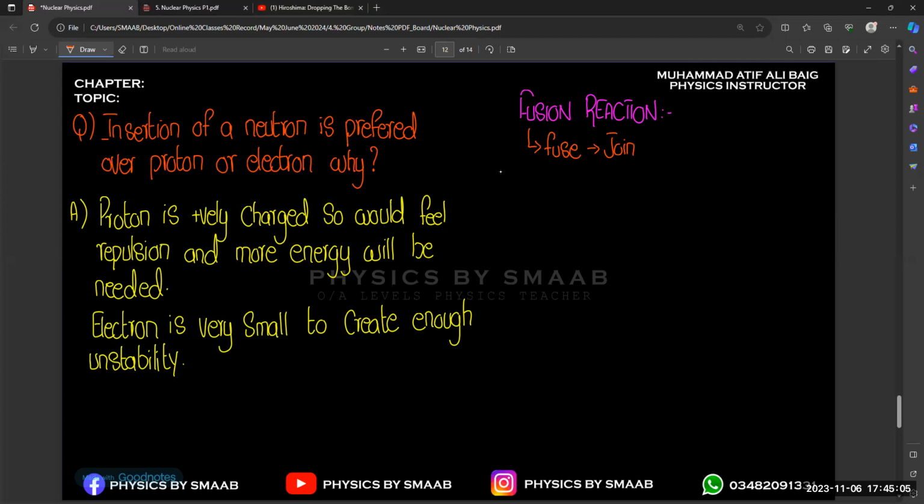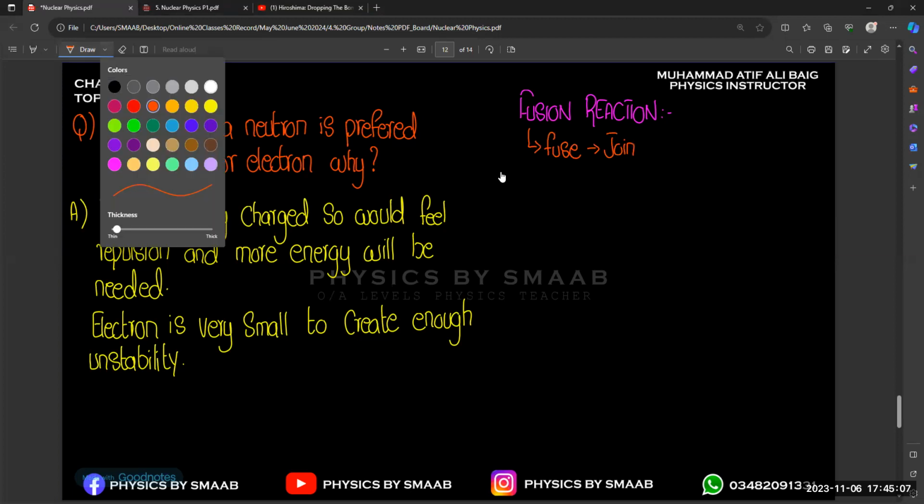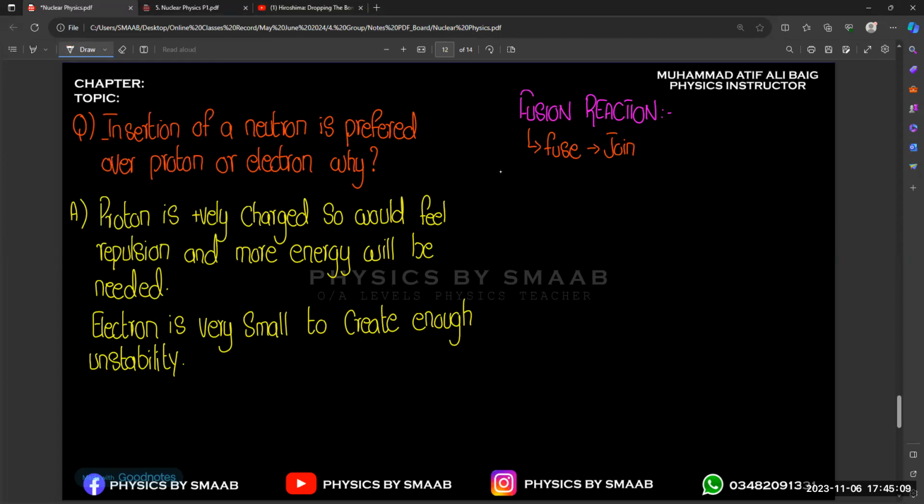So that will help you to differentiate between the fission reaction and the fusion reaction, because sometimes we know about the reactions, but we get confused about which reaction will combine or which reaction will split. Okay.